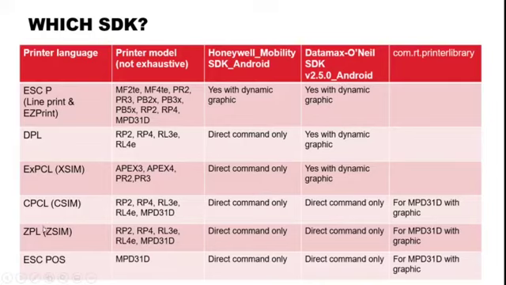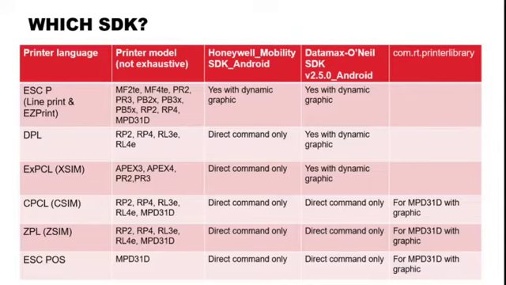For CPCL, which is CSIM, this is also supported in the RP series, IL series, and also the MPD31. Likewise, in the Mobility SDK, it only supports the direct command. The same goes for the Datamax-O'Neil SDK too. However, we have a new SDK that comes with the MPD31D. This SDK does support graphics printing with the CPCL. However, this SDK is currently not available on our download site.